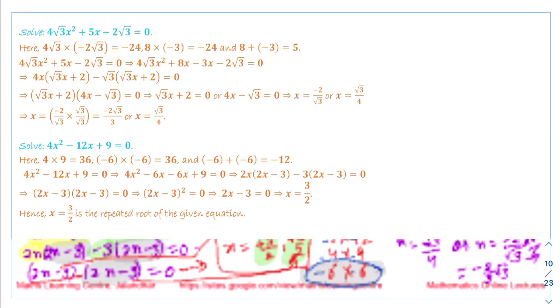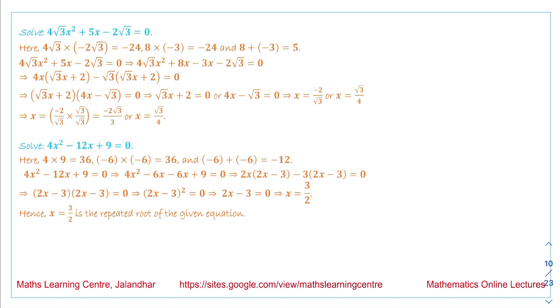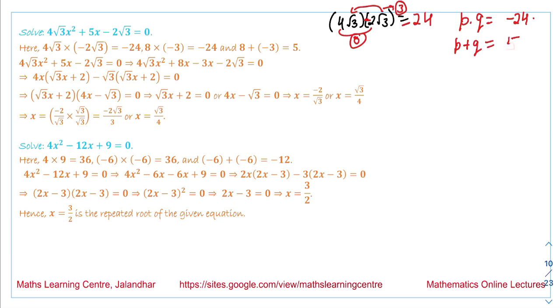Now next we have to solve 4 root 3 x square plus 5x minus 2 root 3 is equal to 0. So if we find the product of these two terms, it is 4 root 3 into 2 root 3, and we have the minus sign over here. Root 3 into root 3 will give us 3, and 4 into 3 into 2 is minus 24. So we need two numbers whose product p into q is minus 24, and the sum of those two numbers should be 5.